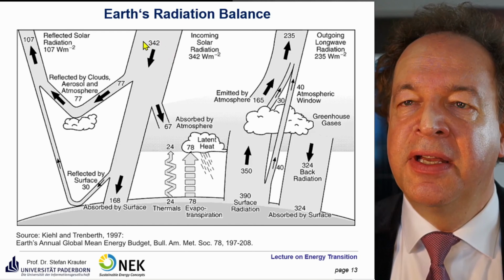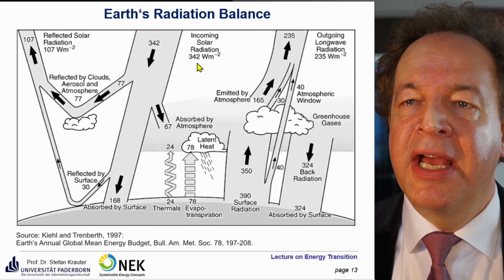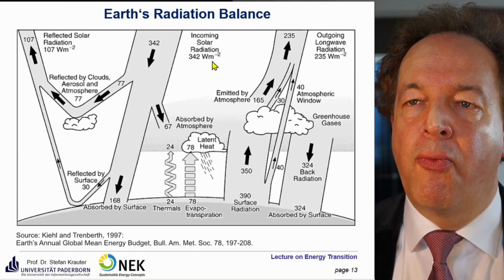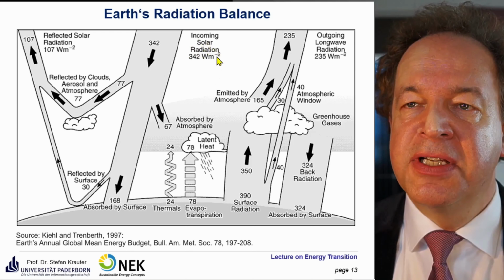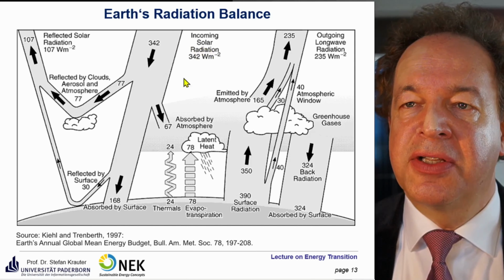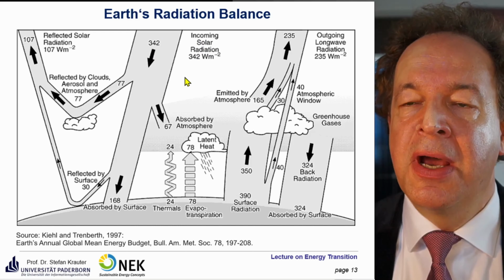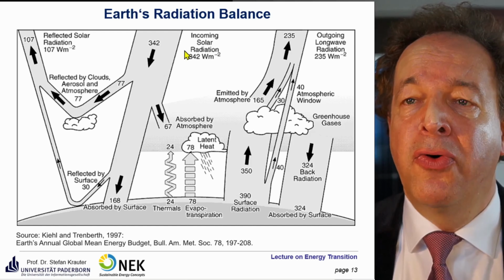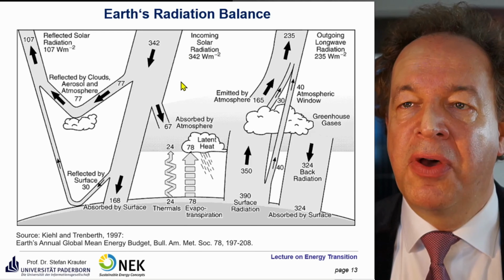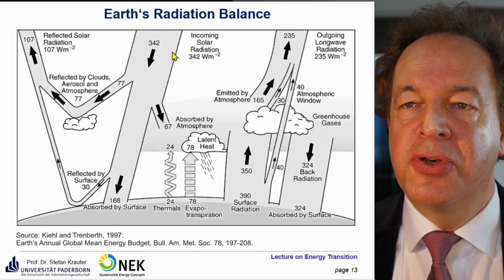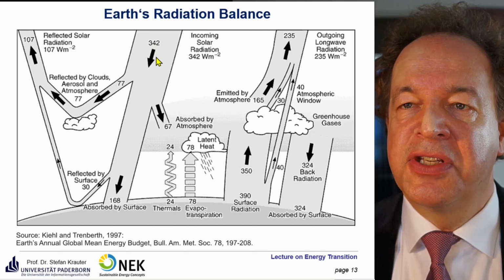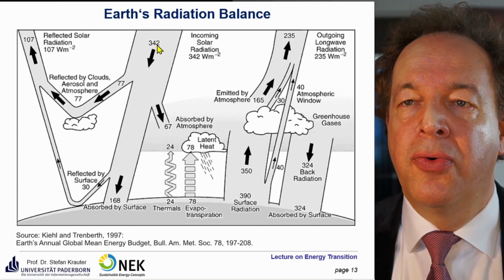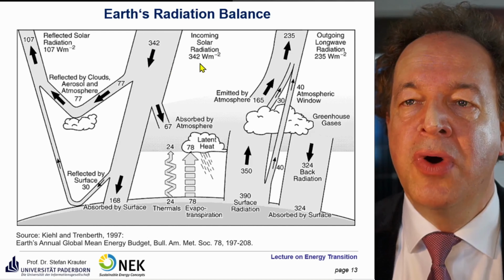So we have on average an incoming solar radiation of 342 watts per square meter. This is averaged over the seasons, over day and night, so it's not directly sunlight. If you have direct sunlight, it's in the vicinity of about 1000 watts per square meter. Or if you go above the atmosphere, it's even 1350 watts per square meter. But if you average it out over day and night and the different seasons, the constant flow is then 342 watts per square meter.